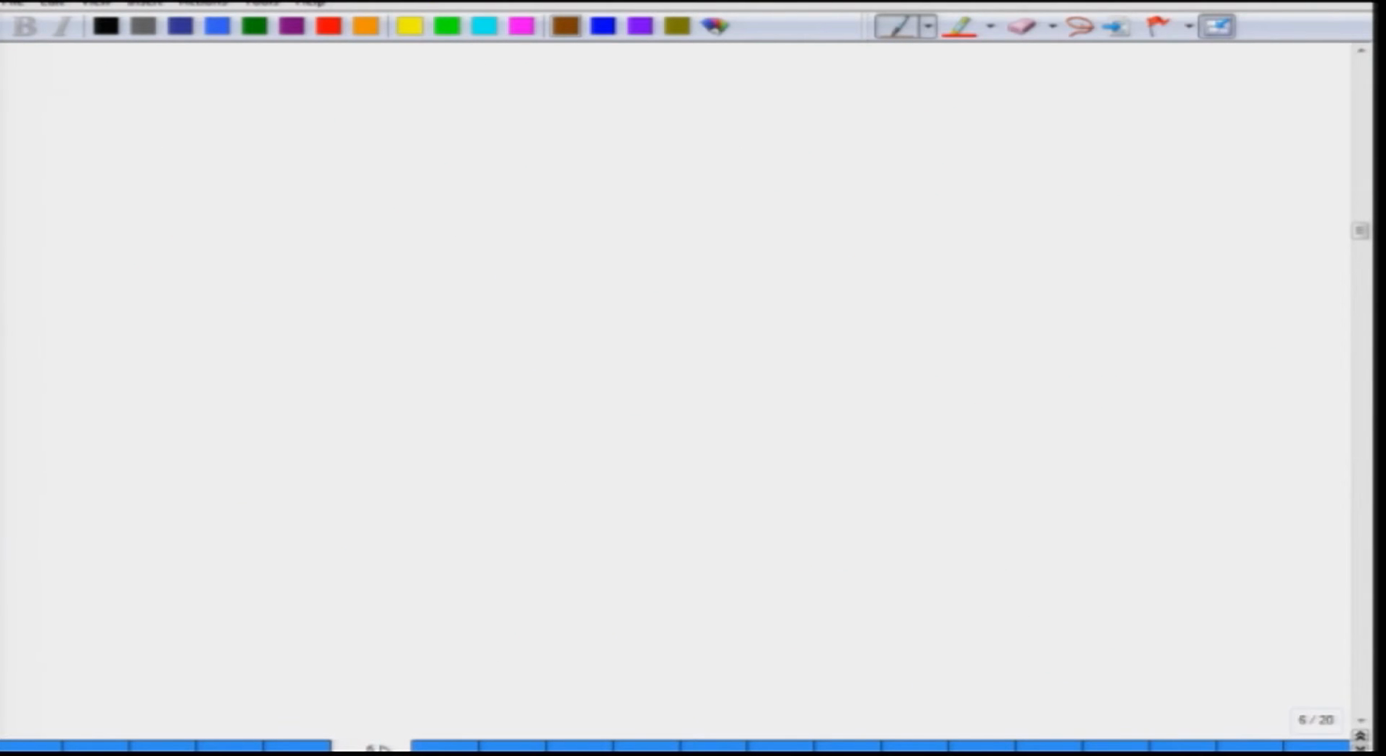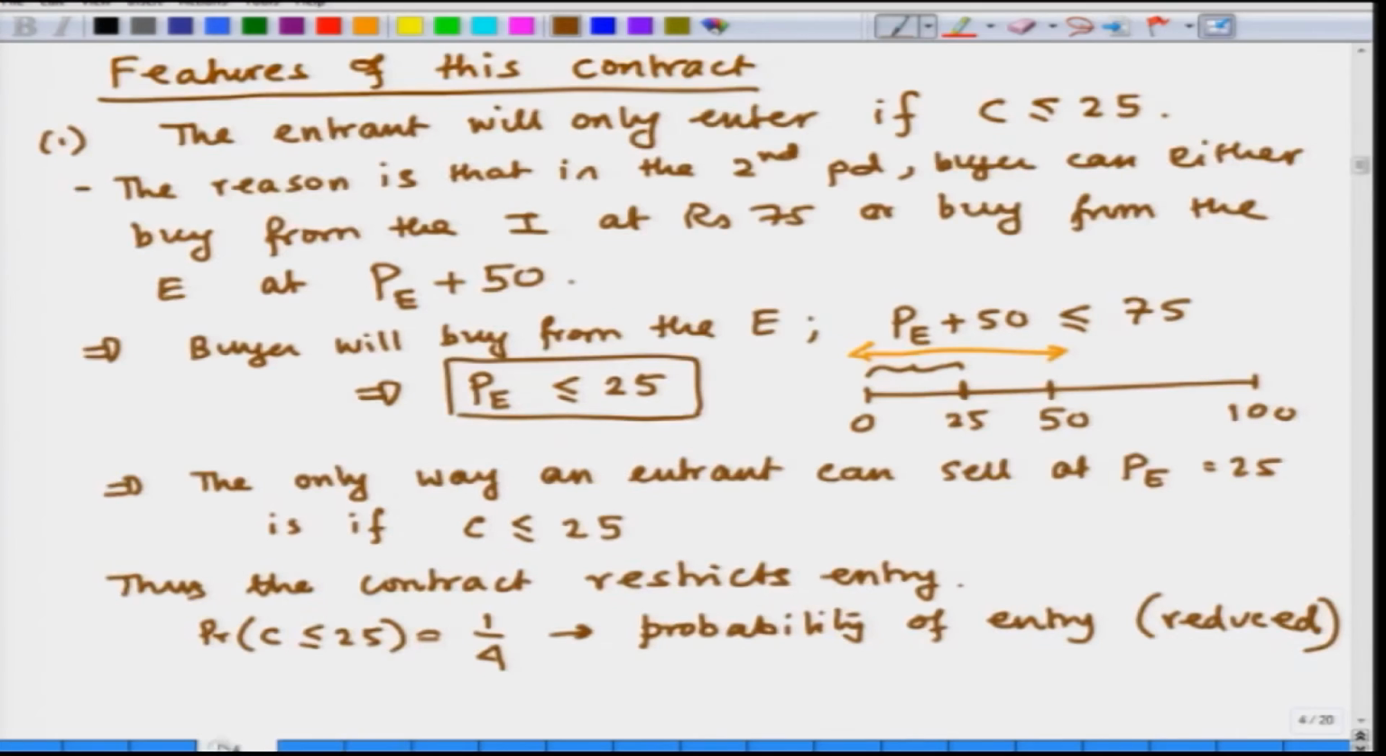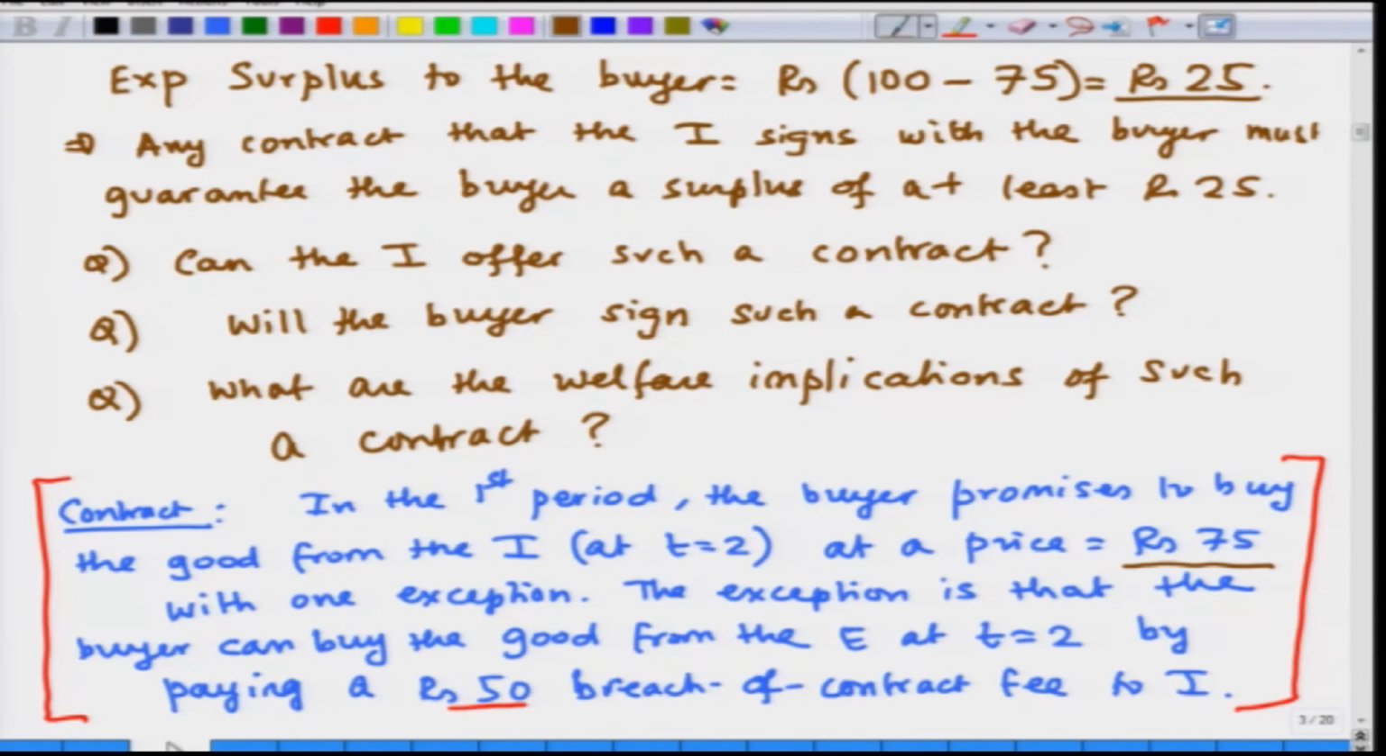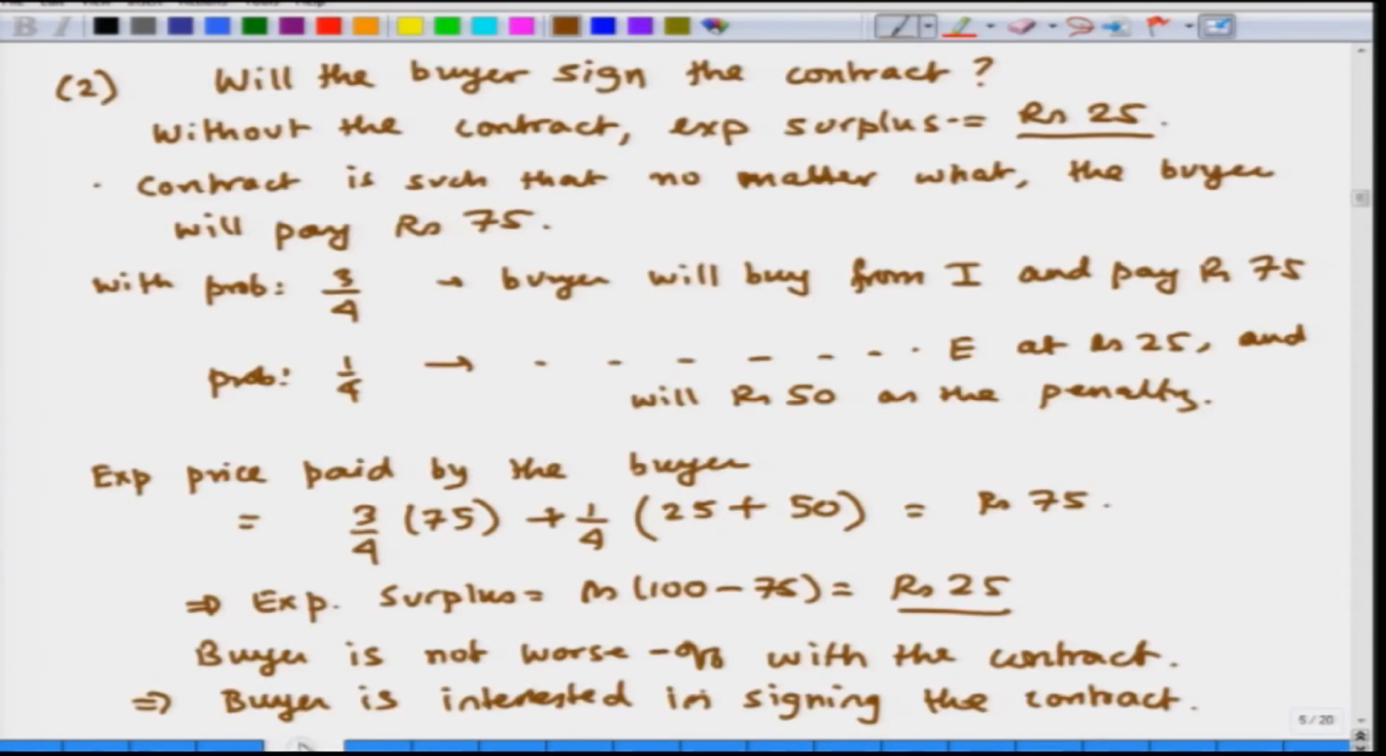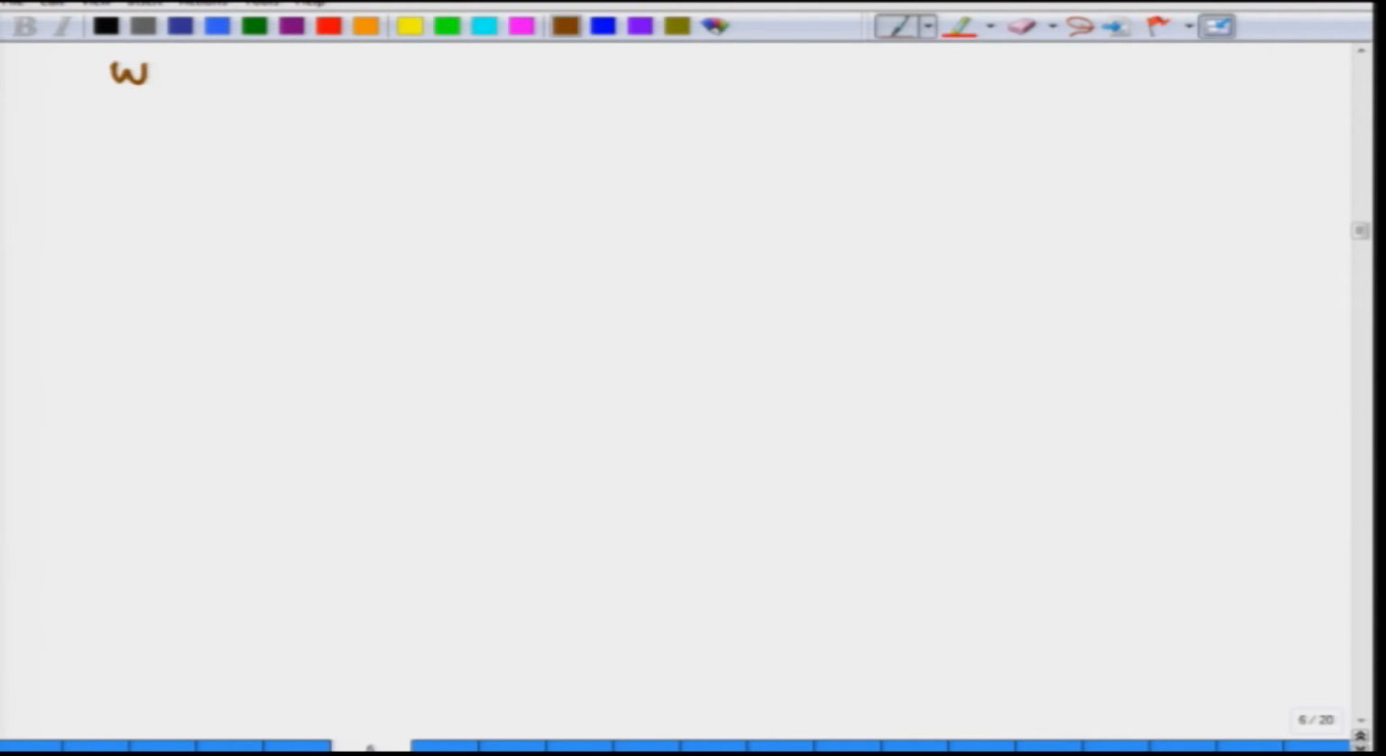So, the thing that we will now need to check is, so we listed down these questions. Will the buyer offer such a contract? We have actually addressed it. Now, let us ask, will the incumbent want to offer such a contract? So, will I offer the contract?